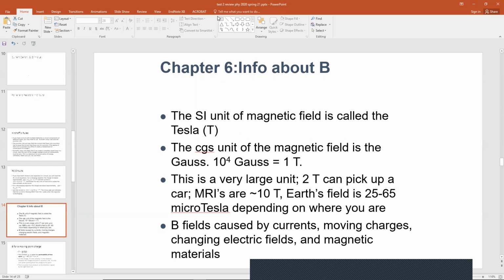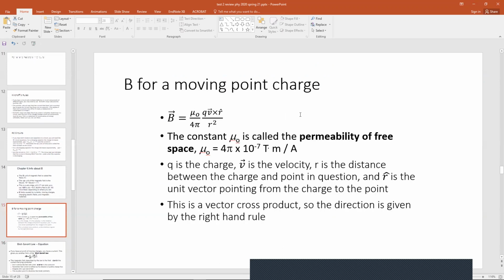Magnetic fields can be caused by currents, moving charges, changing electric fields, and magnetic materials. Of course, the magnetic material, like the ferromagnetic materials, at its root is still just moving charges. It's just on the atomic level. So we went through a whole segment on how to find magnetic fields for various configurations.